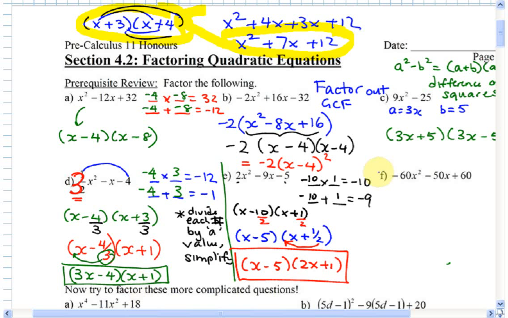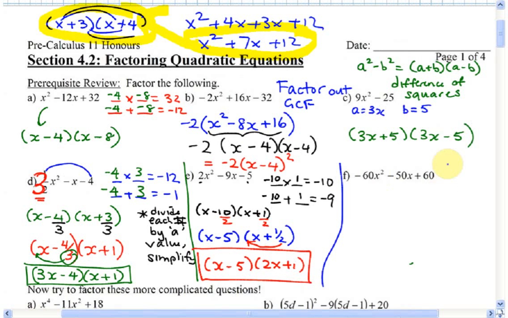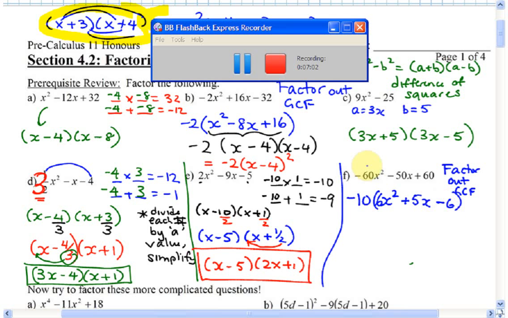Someone help me out. What should I do first? Factor out the GCF. Thank you. Which is -10. I prefer to take out the negative as well because I want the stuff inside the bracket, at least the first term, to always be positive. It's just nicer that way. 6x squared plus 5x, and then minus 6. Okay? Keep working.